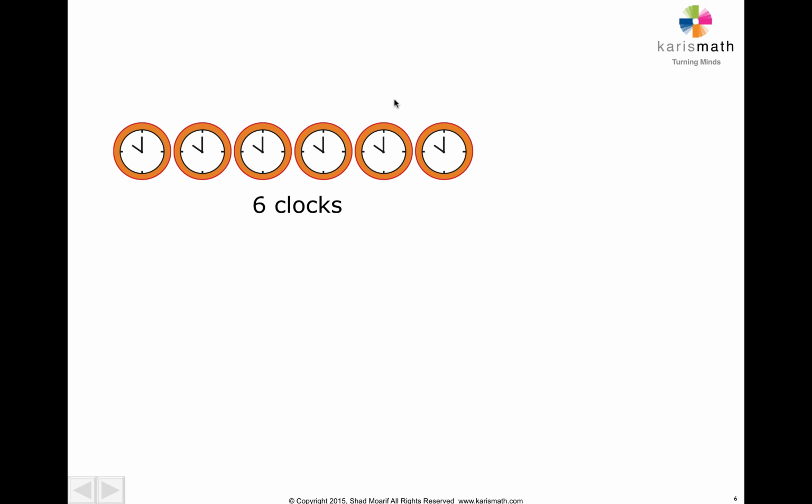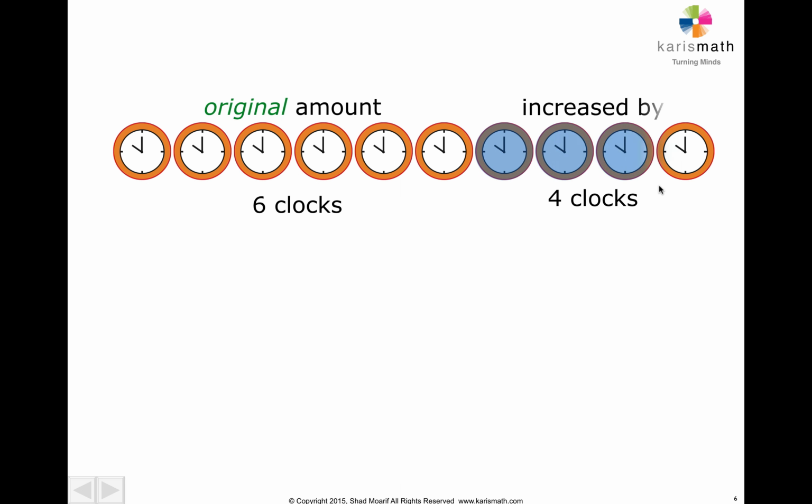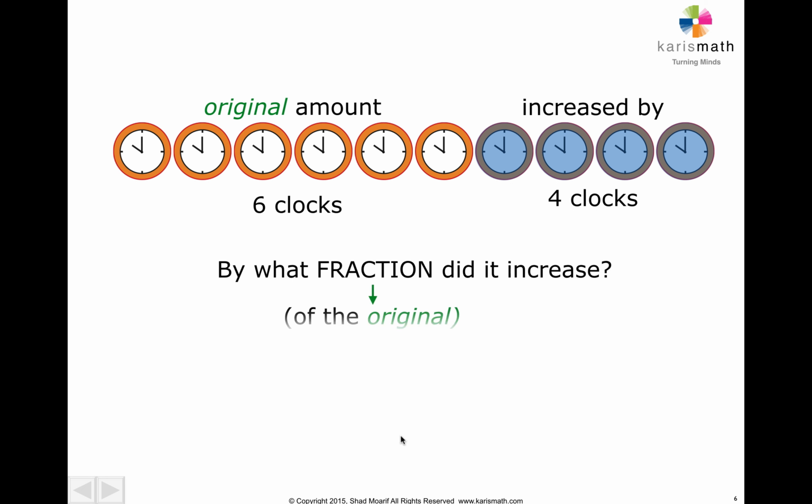Let's try another one. The 6 clocks. This was the original quantity. Keep that in mind. We first introduce you to the original quantity, and then we bring a change to it. We're going to increase it. We're going to increase the original quantity by 4 more clocks. Okay, that's what we did. Now, by what fraction did it increase? Which means this is what fraction of the original amount. So that's the more important thing, the fraction of the original, not just fraction. It has to be a fraction. It has to be a part of something, and it's the part of the original. So by what part of the original did it increase?